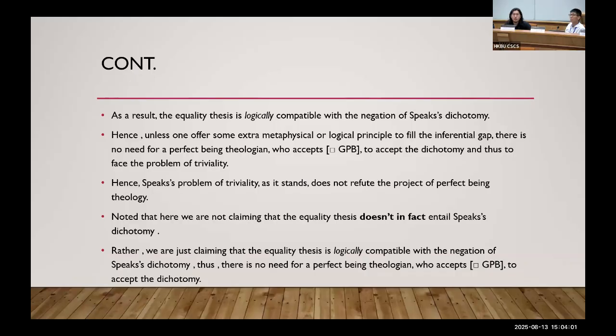Hence, unless one offers some extra metaphysical or logical principle to fill the gap, there's no need for a perfect being theologian who accepts box GPB to accept the dichotomy and thus face the problem of triviality. Hence, we take it that Speaks' problem of triviality does not undermine the project of perfect being theology. Note that we are not claiming that the equality thesis does not in fact entail Speaks' dichotomy. Rather, we are just claiming that the equality thesis is logically compatible with the negation of Speaks' dichotomy, and therefore there's no need for one who accepts box GPB to accept Speaks' dichotomy.